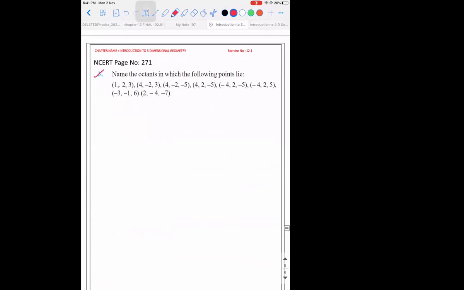Name the octants to which the following points lie. 1, 2, 3. First octant. 4, -2, 3. Z is positive, so fourth octant. That's right. 4, -2, -5. Z is negative, so it should belong to 5 to 8. Eighth octant. Because x is positive, y is negative. So x is positive, y is negative means 4, no?